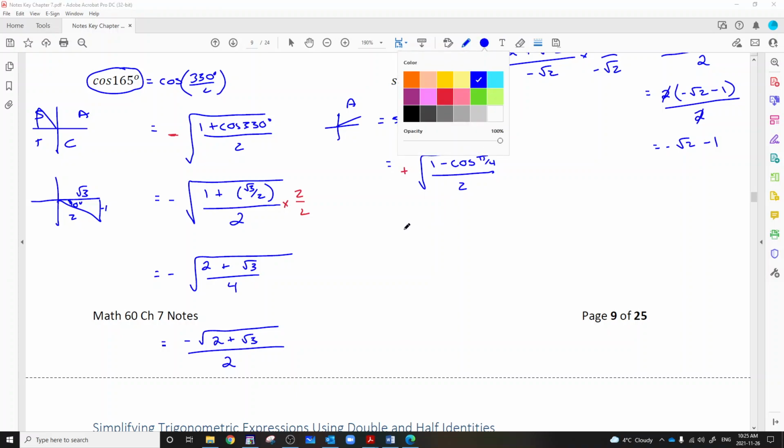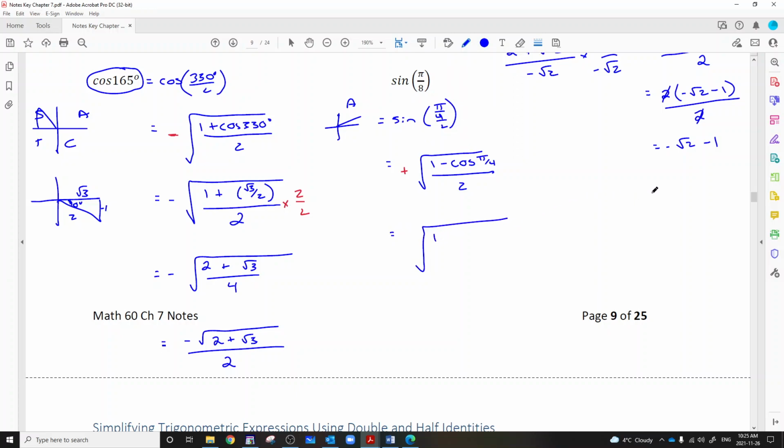Okay, then I evaluate. I've got 1 minus the cos of pi by 4. Maybe some of you start having these memorized. Pi by 4 is in quadrant 1. I've got a 1, 1, root 2 triangle. Everything's positive. The cos of pi by 4 is adjacent over hypotenuse. Rationalize the denominator, and I get root 2 over 2. So I'm going to go 1 minus root 2 over 2, all over 2.